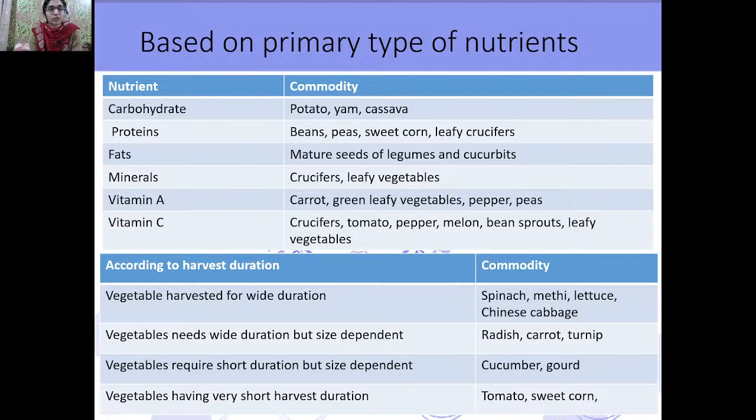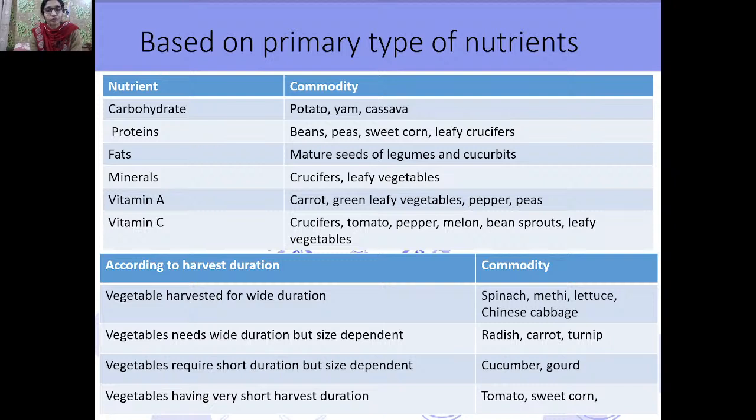Then, on the basis of the type of nutrient, the primary or predominant nutrient present in a particular commodity, like carbohydrates. Potatoes are a rich source of carbohydrates. Then proteins: the corns, the beans, the peas are a rich source of proteins. And then come your fats. The mature seeds of all the legumes and the cucurbitaceae family contain a very good quantity of fat. Minerals are available in plenty in leafy vegetables.